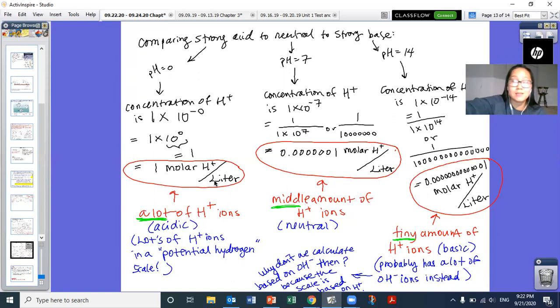That basically means that this whole thing is made up of hydrogen ions, and this whole thing is just pure acid, as strong as it gets. That's a lot of H plus ions. It's super, super, super concentrated in a potential hydrogen scale.